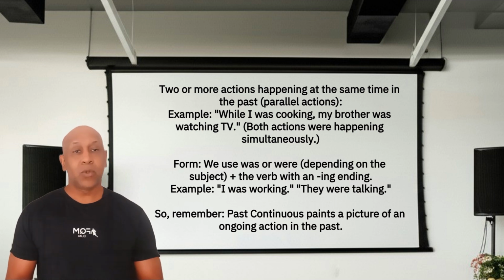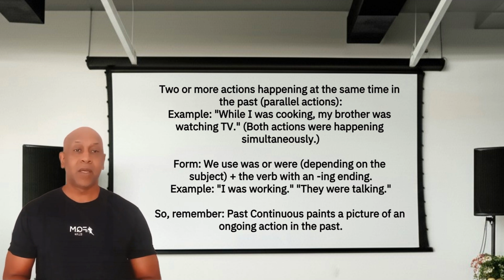We use it for two or more actions happening at the same time in the past, a parallel action. Example: while I was cooking, my brother was watching TV. Both actions were happening simultaneously. What form do we use? We use the form was or were, depending on the subject, plus the verb with an ing ending. Example: I was working, they were talking. So remember, past continuous paints a picture of an ongoing action in the past.